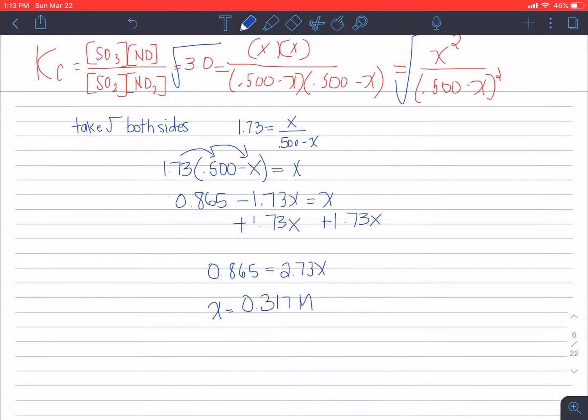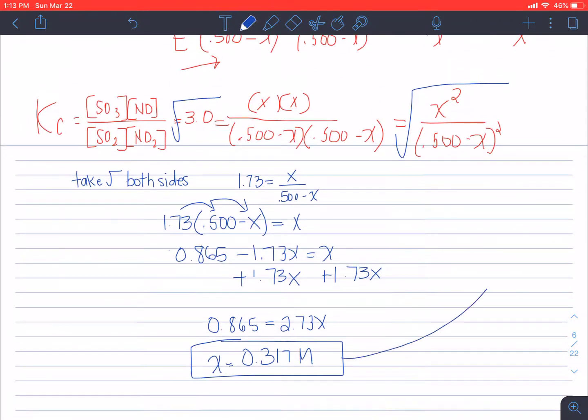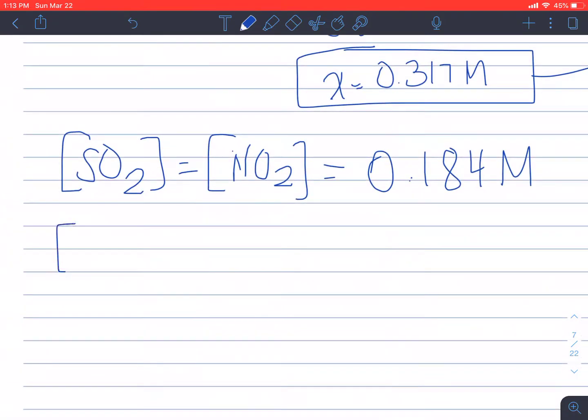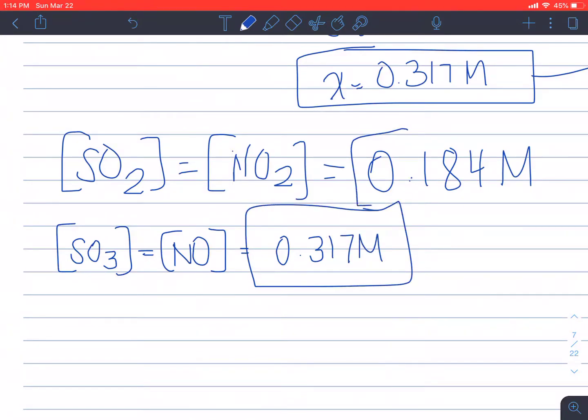Now we're not done yet. All we've done is found X. Once you find X, to find your equilibrium concentrations, you need to go back and plug it into each of these equilibrium expressions that you have. So what we get is SO2 is going to be equal to the concentration of NO2, which is 0.184. Oh, my handwriting on here is so bad. And then SO3 is equal to the concentration of NO, which is X itself, so 0.317 molar. And those would be your final answers for this problem.